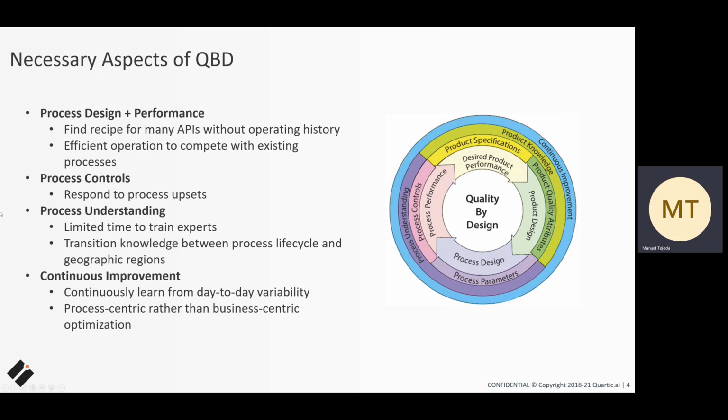And finally, we want to achieve continuous improvements. We want to be learning from our day-to-day variability, and we want to achieve process-centric rather than business-centric optimization. So what we see in a lot of cases with legacy processes is continuous improvement that takes a top-down approach with business metrics like improving throughput, reducing variability. We want to do this from a bottom-up approach, really understanding the process and the product first and making improvements that will improve either of those.